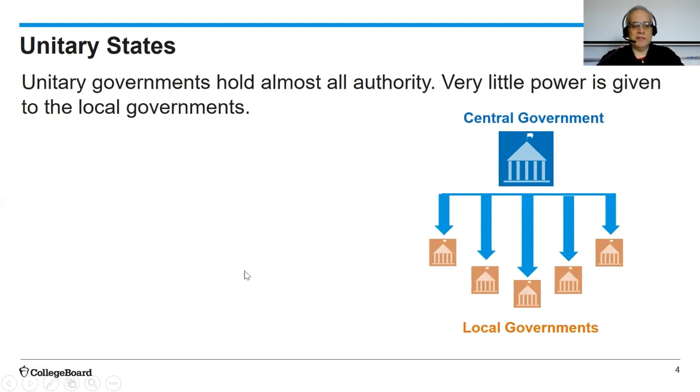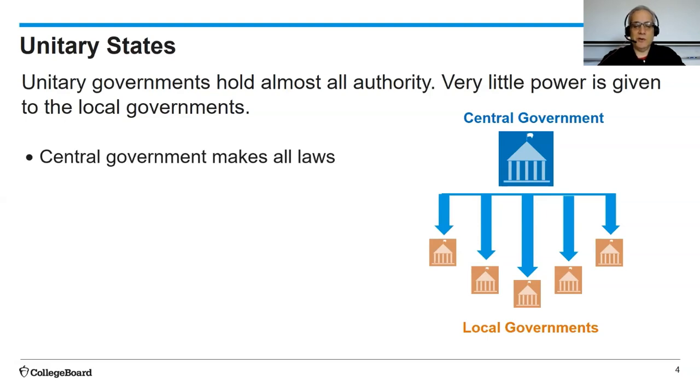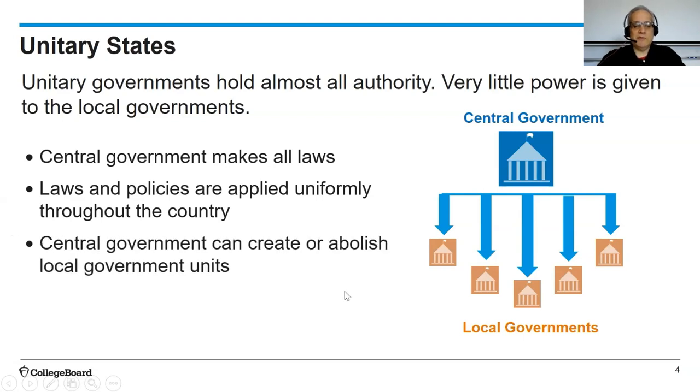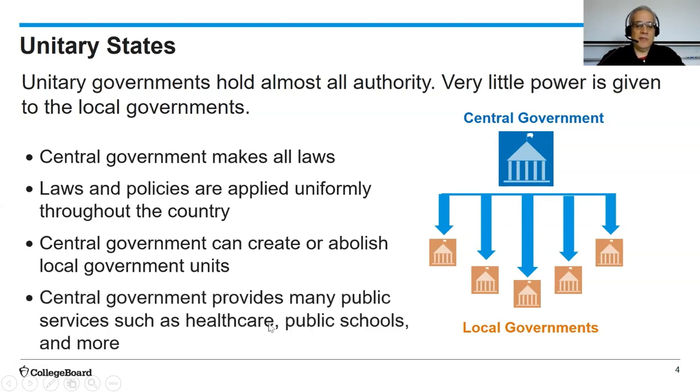When we're talking about unitary states, unitary governments hold almost all authority. Very little power is actually given to a local government. The central government is going to be the government that makes nearly all the laws. Laws and policies of the central government are then applied uniformly throughout the country to the local governments. Central governments can create or abolish local government units, so these units are not necessarily permanent. And the central government then provides many public services such as healthcare, public schools, and more.